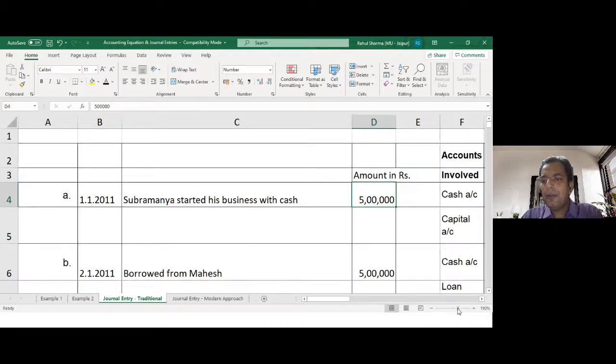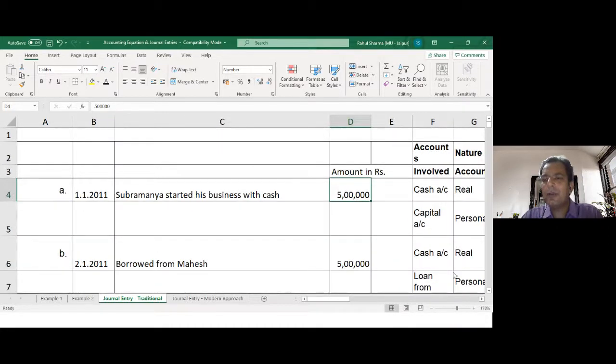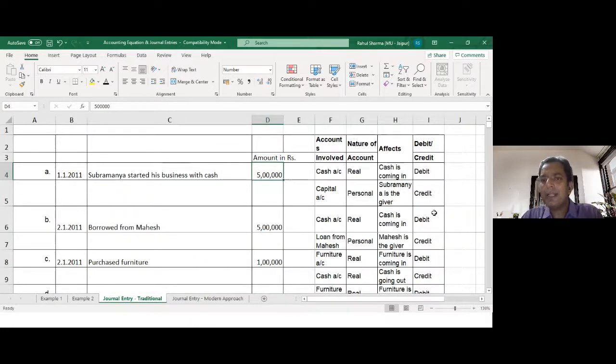And if we look onto the cash account, what kind of an account is the cash account? We discussed that all accounts which relate to an asset fall into the category of real accounts. Personal, real, nominal, please remember. And the capital account, because it denotes a person, falls into the category of personal account. So what is the impact? Cash is coming in. Yes, so cash account is real, cash is coming in.